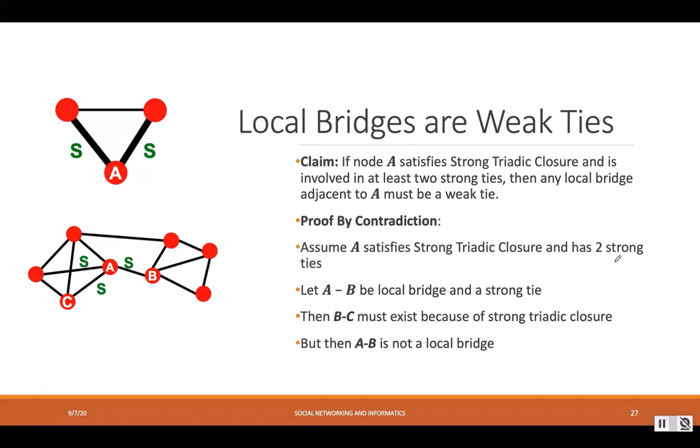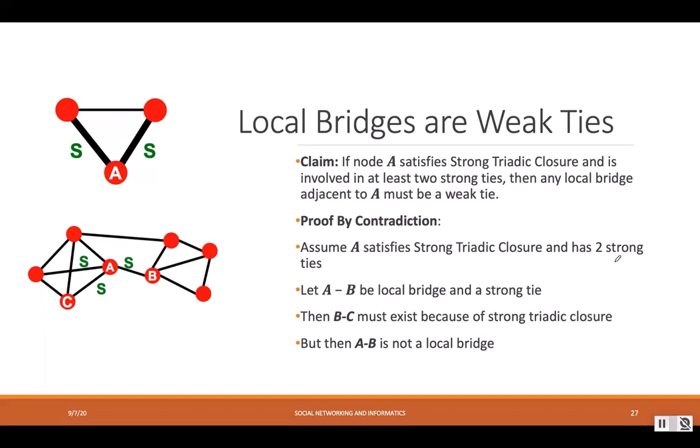All right. So in this example, we are going to prove that local bridges are weak ties. Now we saw different definitions, some also from our intuition and experience from the real world, that friendship can be strong or weak. Now from graph theory we saw two definitions, a bridge or a local bridge.